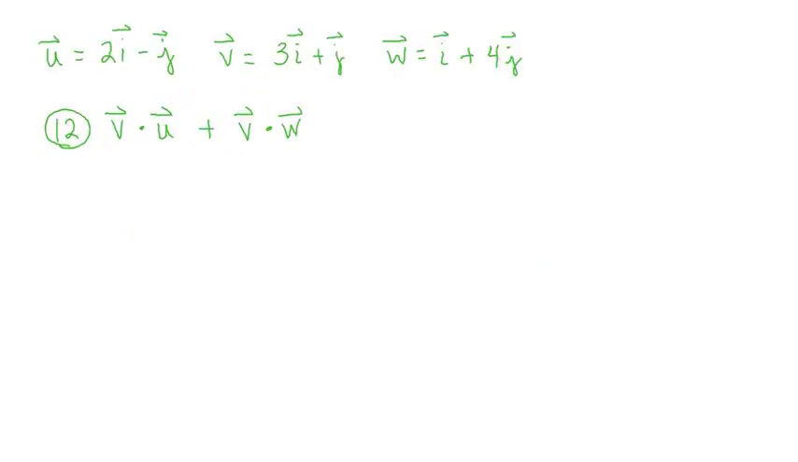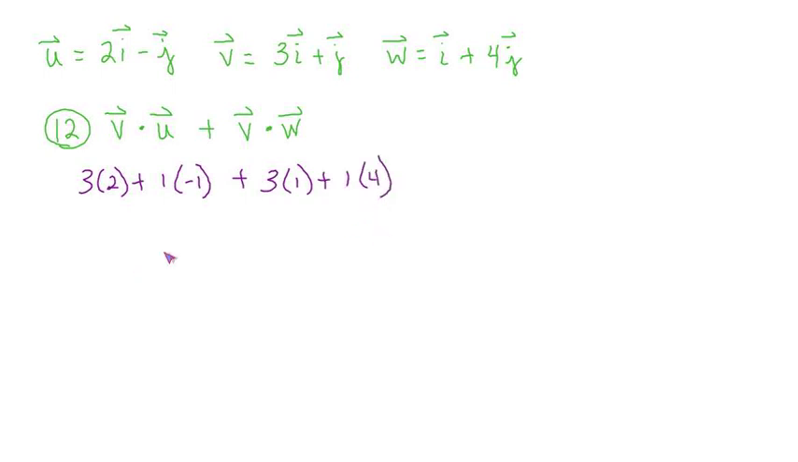Now let's look at number 12. For this problem, we have 3 different vectors, and we're to find v dot u and then add v dot w. So let's see what that would give us. V dot u, that would be 3 times 2 plus 1 times negative 1. And then we're going to add to that this other dot, which would be 3 times 1 plus 1 times 4.